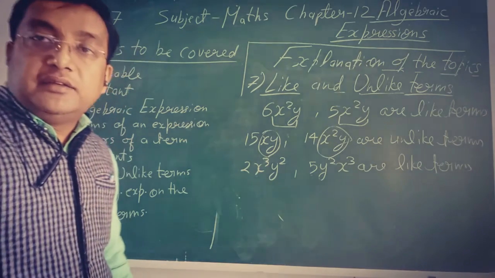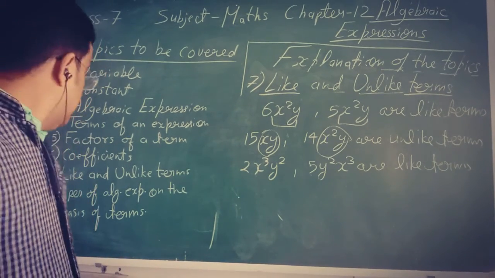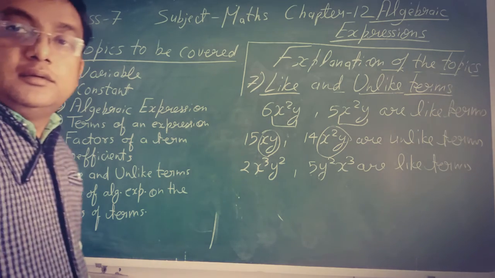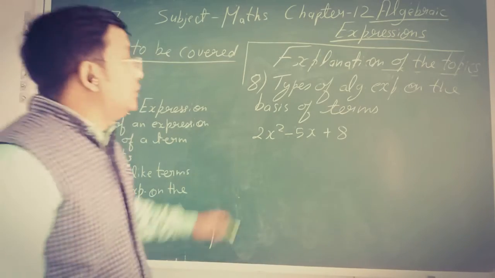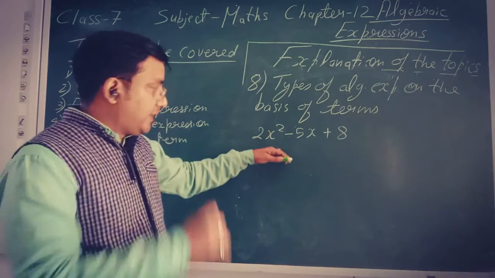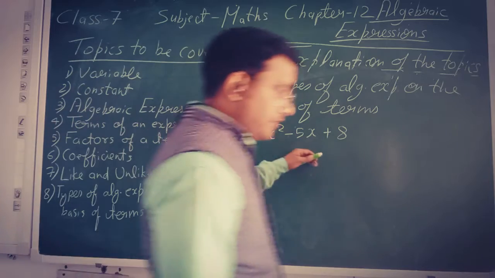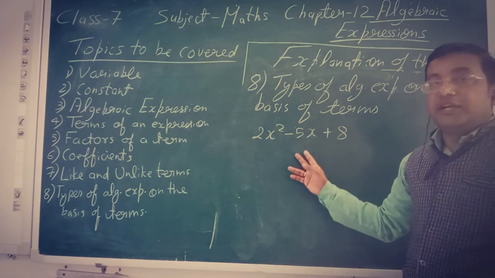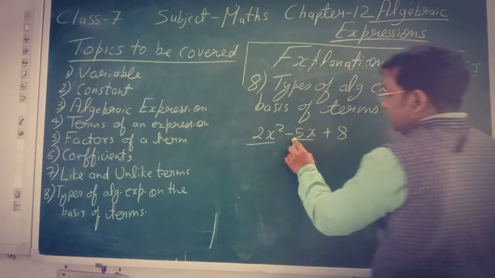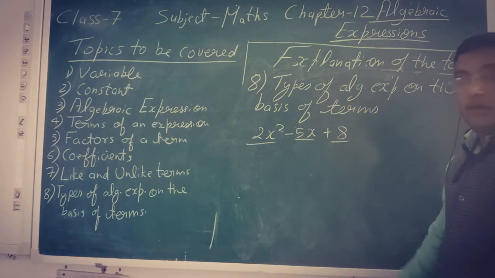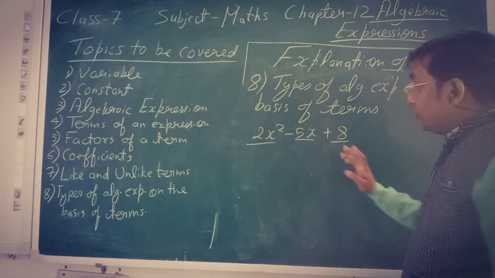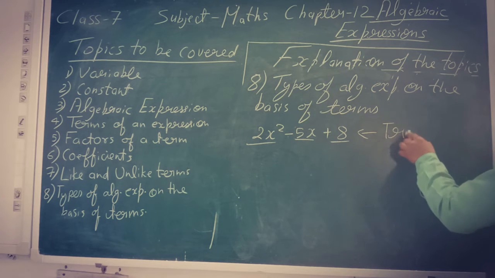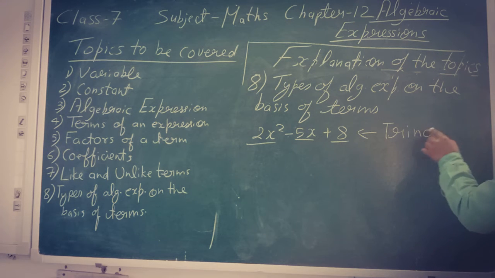Now the last topic is types of algebraic expression. To explain this topic, I have taken one algebraic expression here, and if you see, there are three terms. One is this, other is this, and third is this. They have three terms, so we say that they are trinomial.